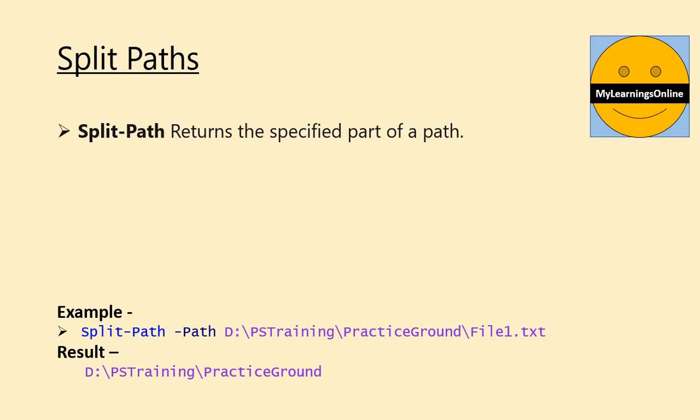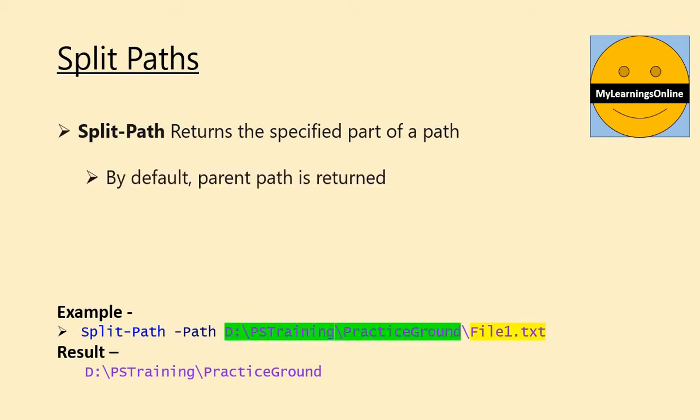In this example, we are trying to split a path specified under the path parameter and we can see the result. By default, the parent path is returned when we split a path. A path is made up of a parent component or parent path and an end component. The parent path is the first portion of a path. In this example, the path portion in yellow is the end component and the green portion is the parent path.